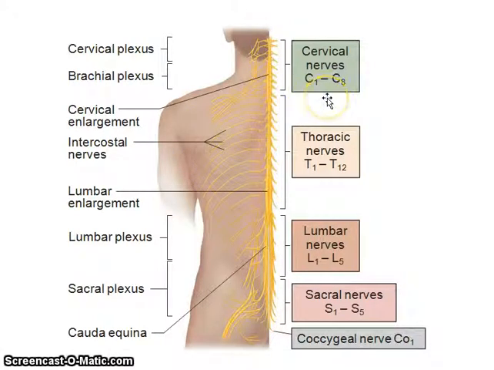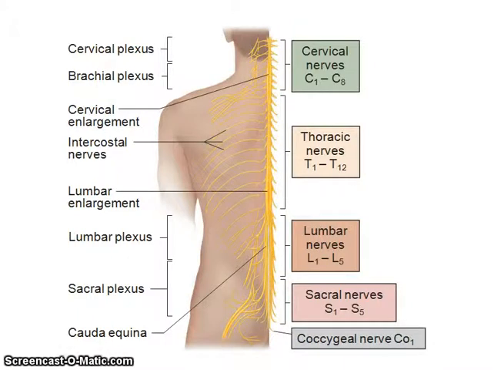We group these spinal nerves into categories: the cervical, meaning neck; thoracic, meaning the part of your spine that's connected to your rib cage; the lumbar or low back; and then we have the sacral nerves, and finally the coccygeal nerve at the very bottom.